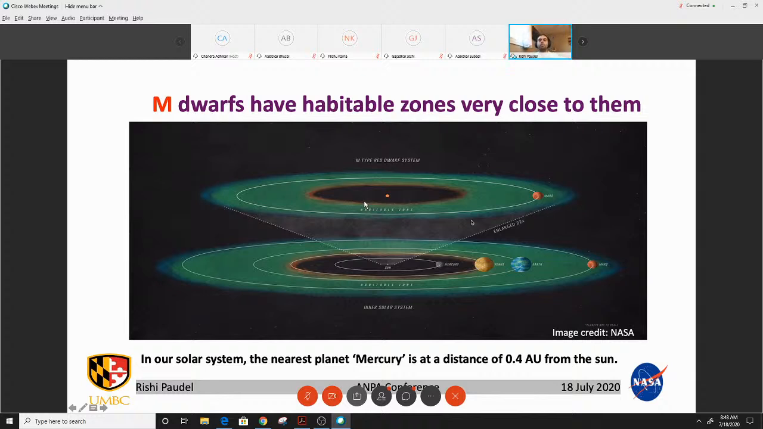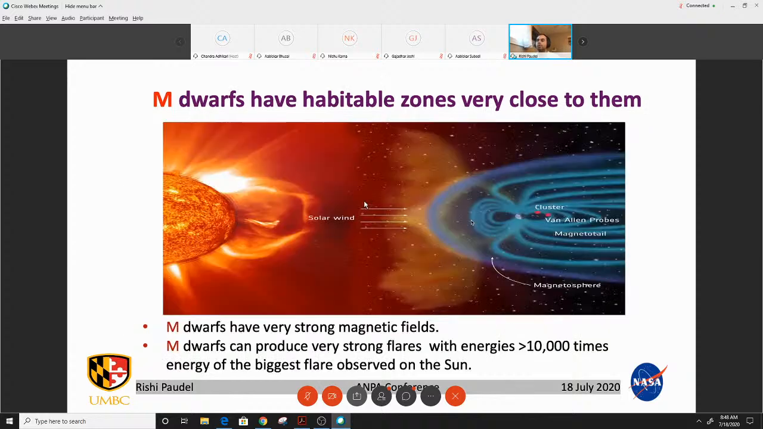There are some problems when the habitable zones are very close to the stars. The M dwarfs have very strong magnetic fields, so they can produce very strong flares which have energies more than 10,000 times the biggest flare we have observed on our sun. The energy of the biggest flare observed on our sun so far is 10^32 watts.